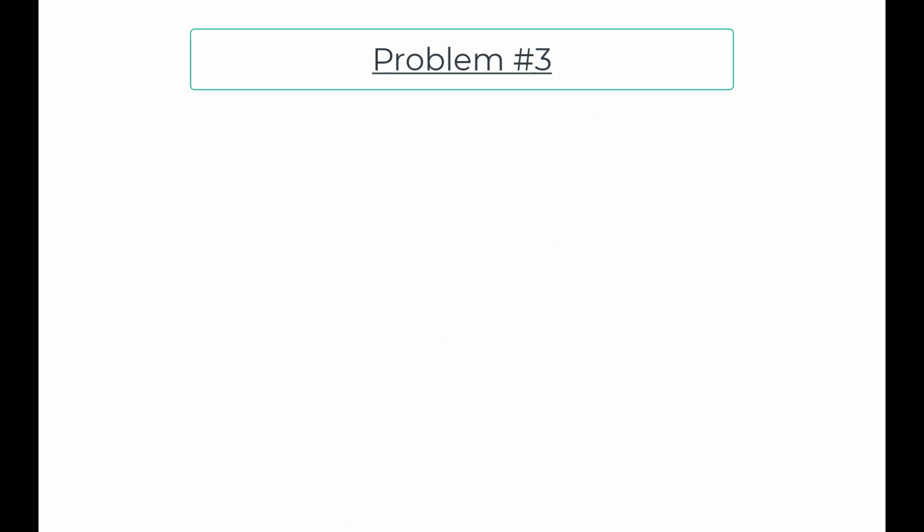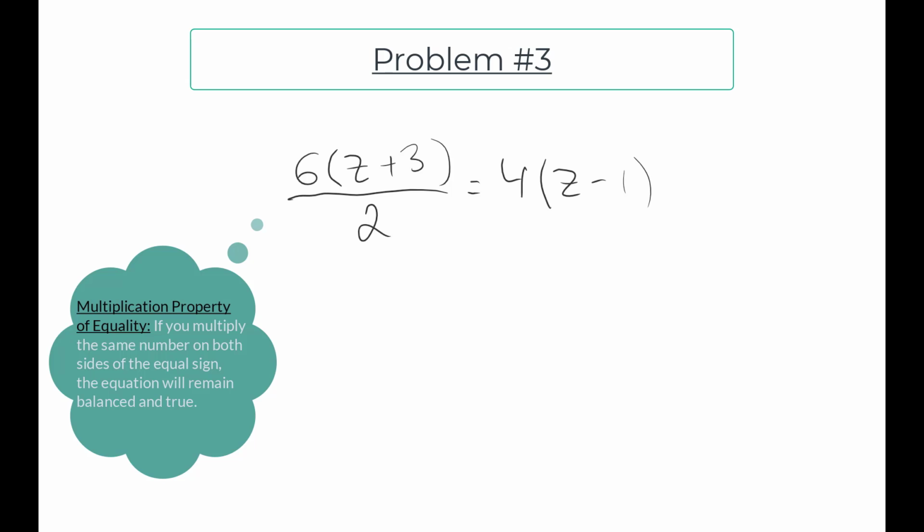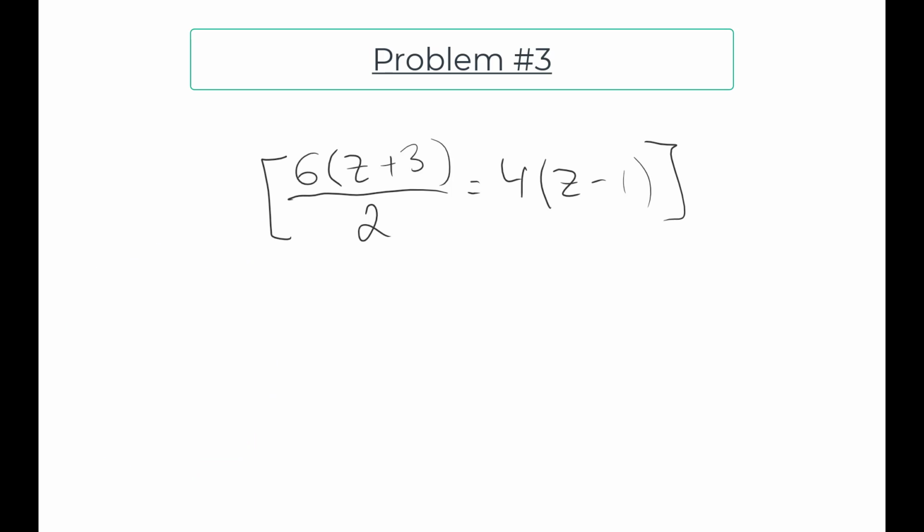For our last problem in this topic category, we are going to be looking at 6 times the quantity z plus 3, all divided by 2, which is equal to 4 times the quantity z minus 1. We're going to start with the multiplication property of equality. I like to set it up as the distributive property, however, where I put my entire equation in parentheses or a bracket. And then I multiply by 2 on the outside and distribute this in because it helps me practice that 2 gets multiplied to every piece in the equation.